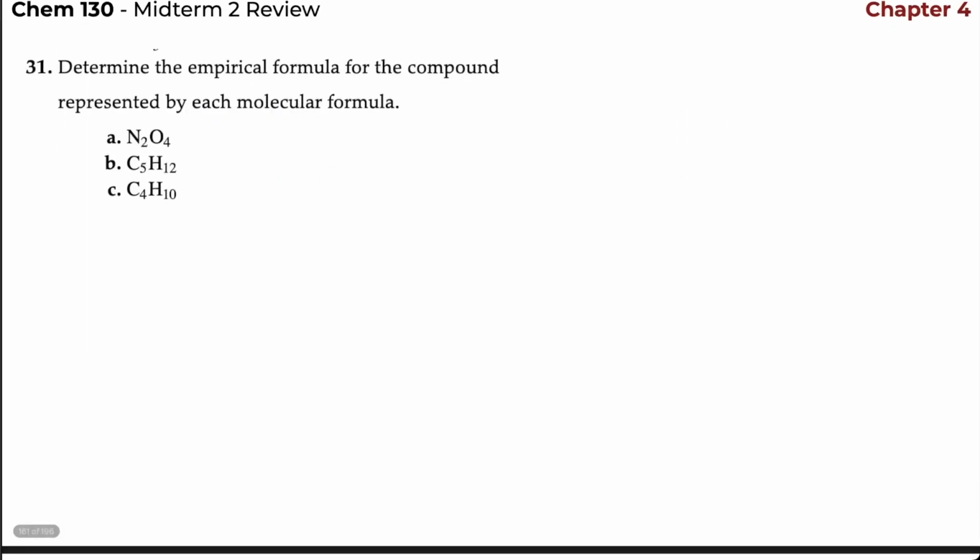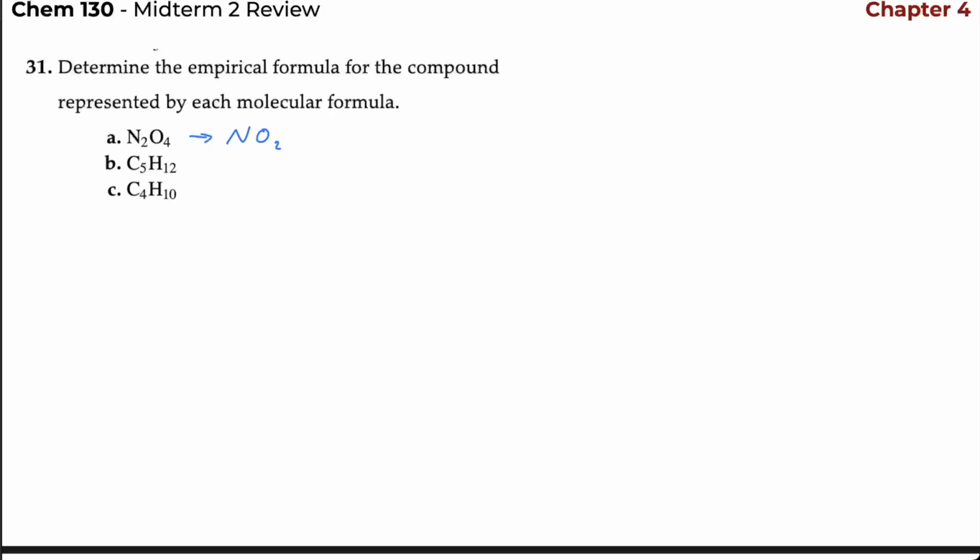For this one, we have to determine the empirical formula for the compound represented by each, right? So, empirical formula, what does that mean? Well, basically, that just means that you're breaking it down into the smallest pieces. So if we have two of this and four of this, it's the same exact ratio as one of this and two of this, right? So 2 to 4, 1 to 2, the one you don't have to write, it's the same ratio.